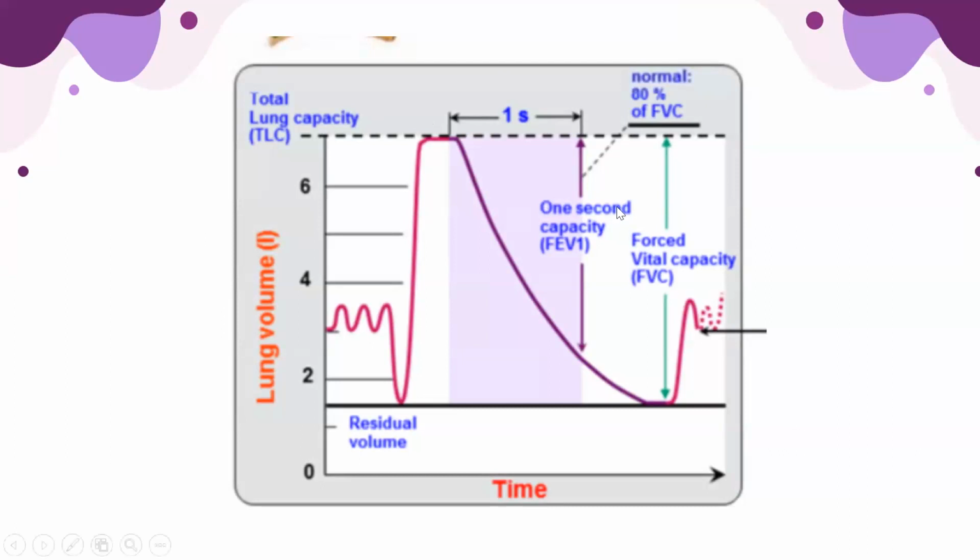One thing that we measure is the 1 second capacity. So how much air can this person breathe out within 1 second? That is the 1 second capacity. The total amount of air they can breathe out is the forced vital capacity. Force is in the name because you're asking them to breathe out forcefully and quickly.